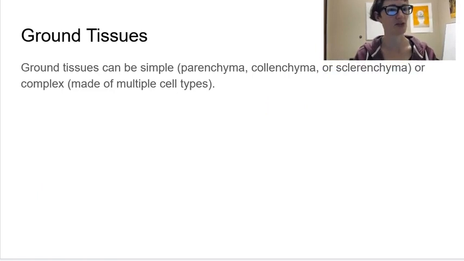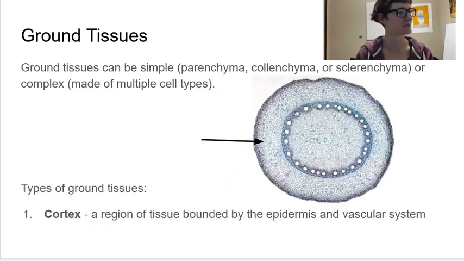So ground tissues. Ground tissues can be simple. They can either be fully parenchyma, fully collenchyma, or fully sclerenchyma, or they can be complex, where they're made up of some mixture of those cell types. Here is an example of some ground meristem products. So the ground meristem would divide to produce these primary tissues.